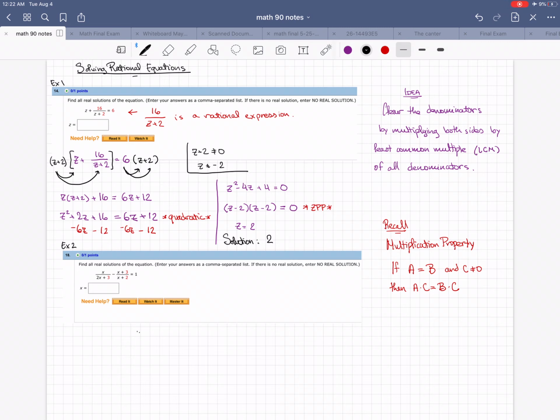So here you have two different denominators. I'm not going to say too much about this, but essentially the two denominators are both linear. Neither of them can be factored any further, which means that the thing by which we're going to multiply both sides is just going to be the product of the two denominators.